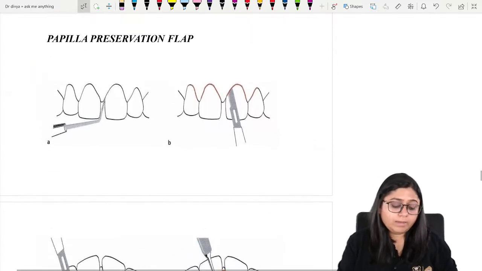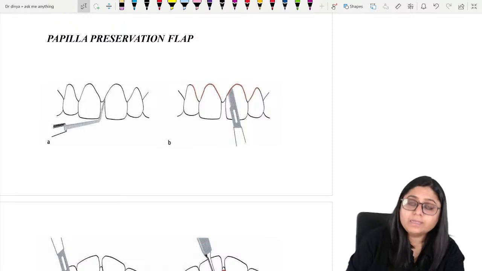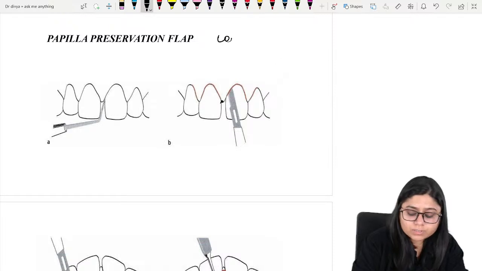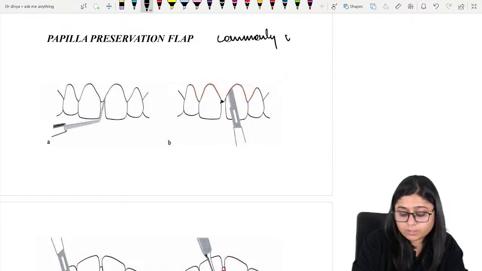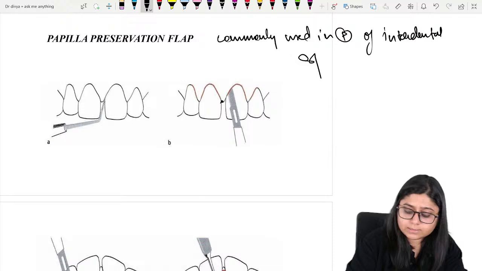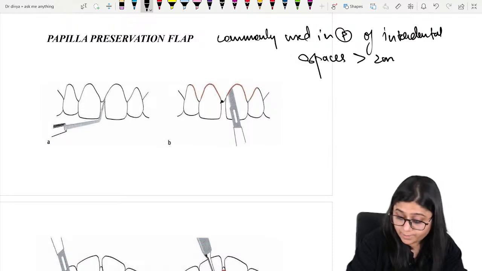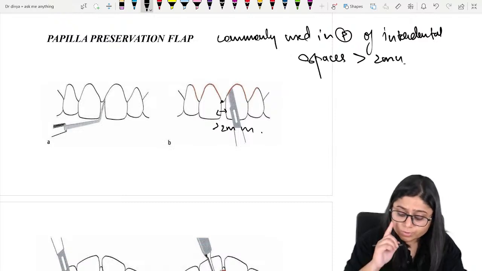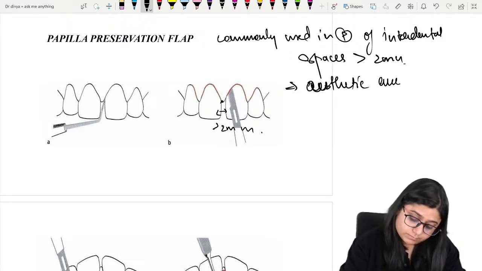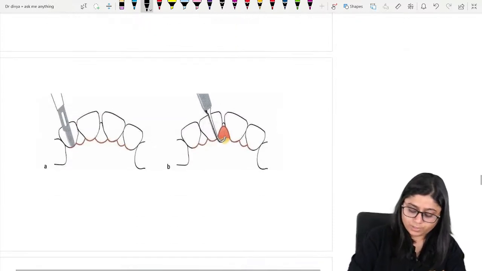Okay. Now the papillary preservation flap. In the papillary preservation flap, we are not removing the interdental papilla. It is most commonly used in the presence of interdental spaces of more than 2 mm, meaning this distance should be more than 2 mm. Okay. And it is used in cases of aesthetic areas. It is most commonly used.